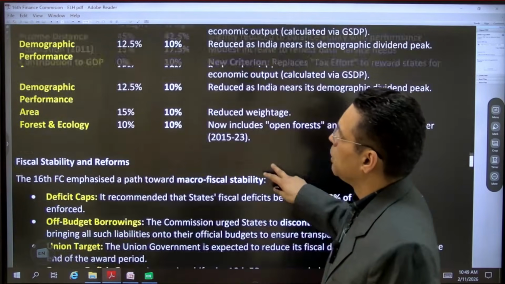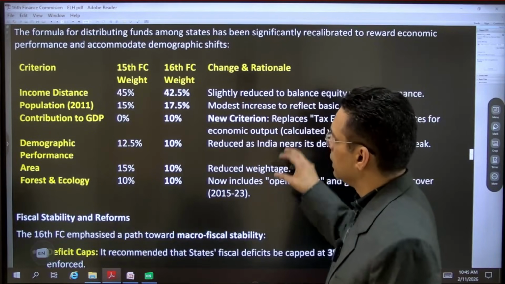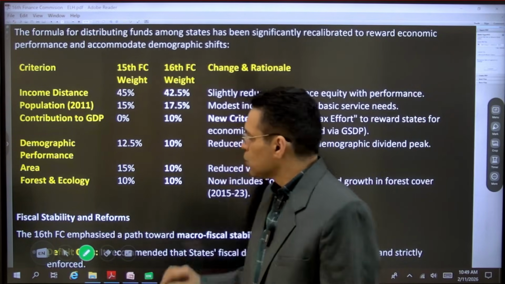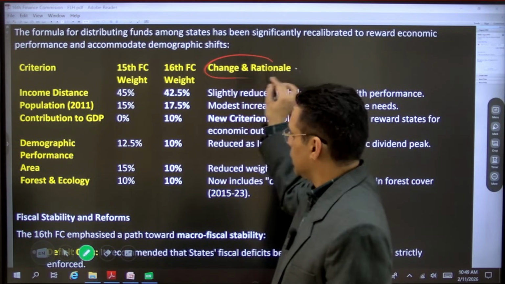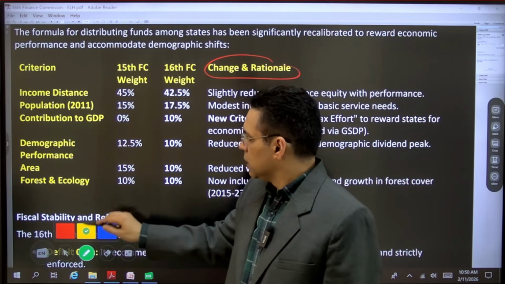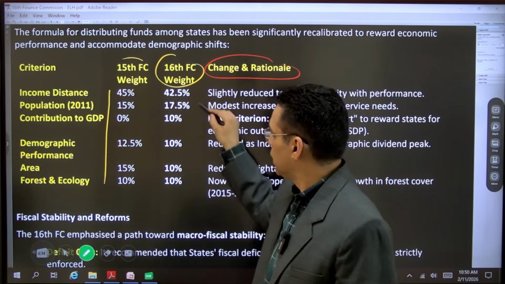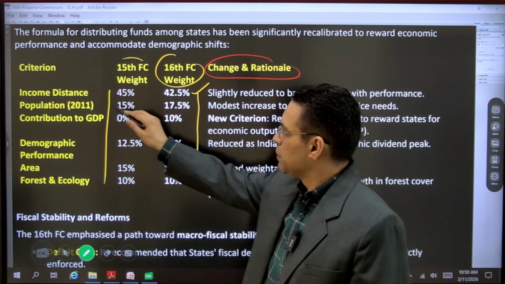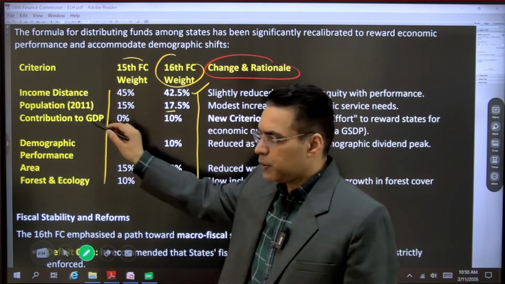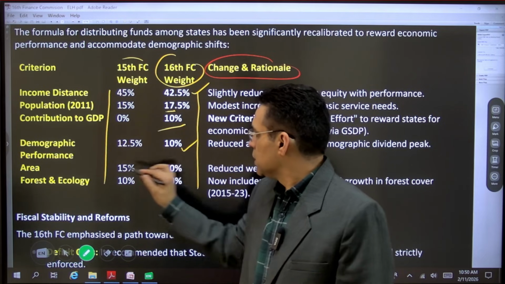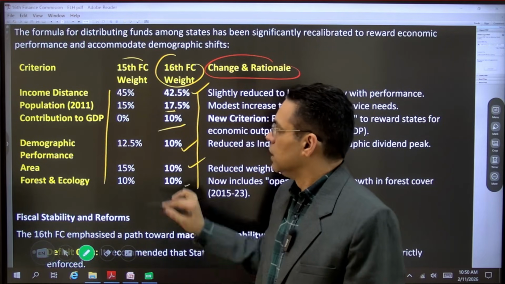Okay, now coming to the criteria. The next 1 minute is very important because UPSC will ask questions on the criteria. Now when you look at the criteria, these are the major criteria of the 16th Finance Commission that we have discussed: 42.5% based on income distance, 17.5% based on population, contribution to GDP 10%, demographic performance 10%, area 10%, forest and ecology 10%.